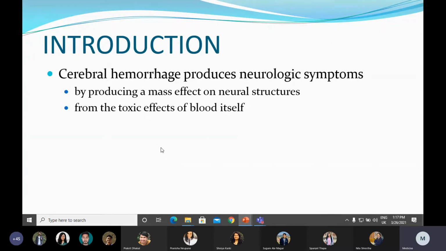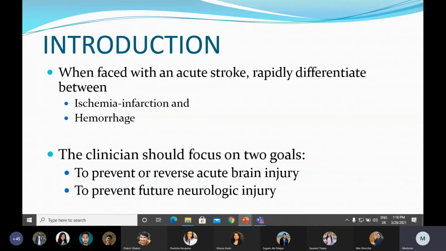Usually, cerebral hemorrhage produces neurological symptoms by 2 mechanisms. One is the hemorrhage will produce the mass effect, which will press upon the neuronal structures, so that there will be a dysfunction. And second one is the toxic effect of the blood itself can cause the death of neural cells, and so there will be a neural dysfunction also.